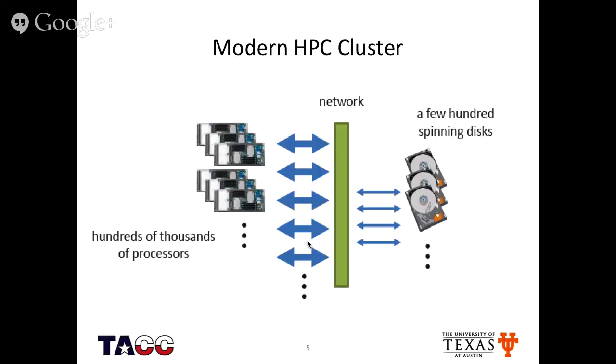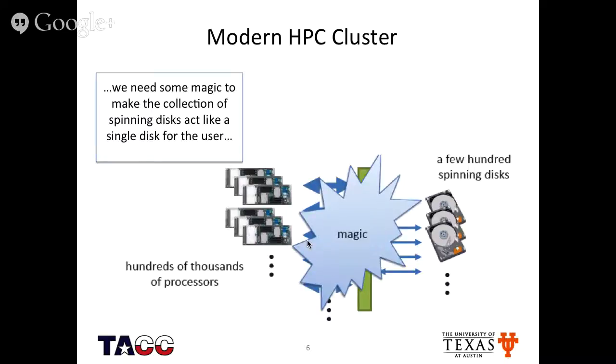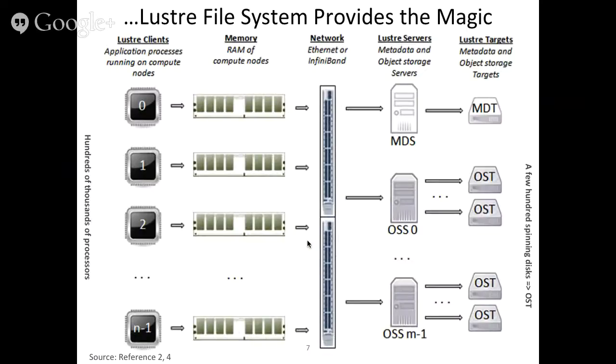So you need a solution that is scalable and gives you high throughput, and that's where something like Lustre comes into the picture. Because we need a magic to make the collection of spinning disks act like a single disk for the user. So for this Lustre file system, let me quickly show you how its components are arranged at a high level through this diagram. Let's focus on, I wish I had a pointer.